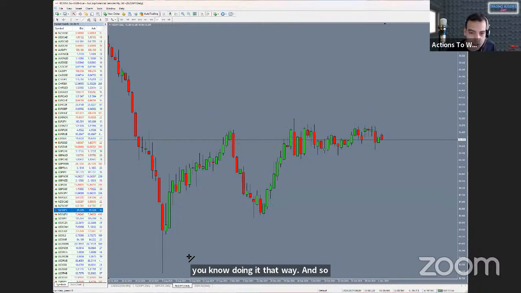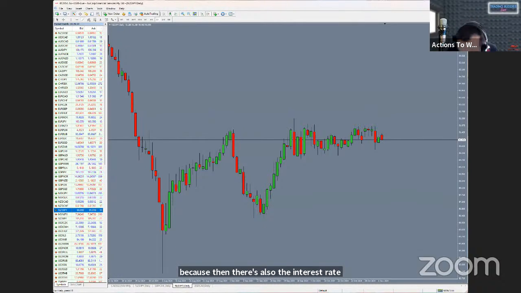But just looking at this Kiwi yen, the Kiwi yen is pointing to downside. Now, the Kiwi yen is a currency pair that could be significantly affected after Wednesday, after the election, and maybe even Friday, because then there's also the interest rate announcement as well. You know, we've got a double barrel this week. So this one could be.